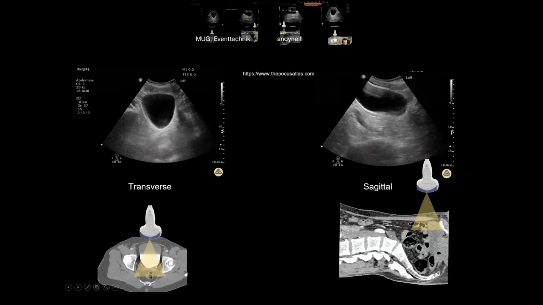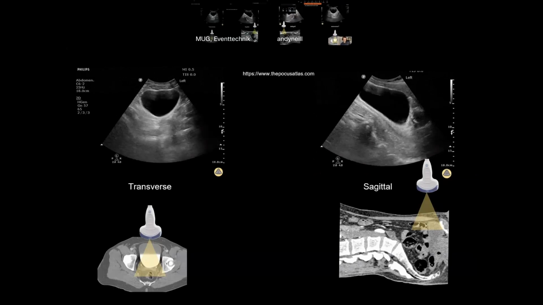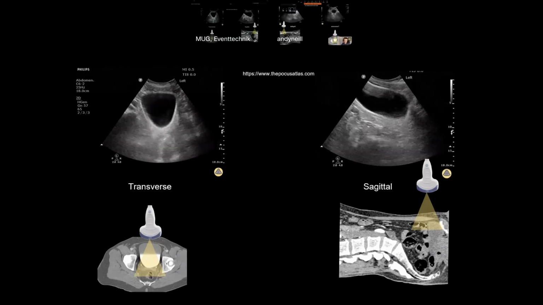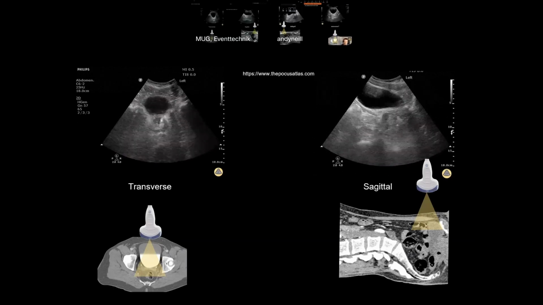Okay, let's move on to the pelvis. So we've done the right upper quadrant view, we've done the left upper quadrant view, and now we're going to move on to the pelvic view. Now, the pelvic exam gets tricky in the FAST examination for two reasons. Firstly, we typically want two views. We'll want them in different planes.